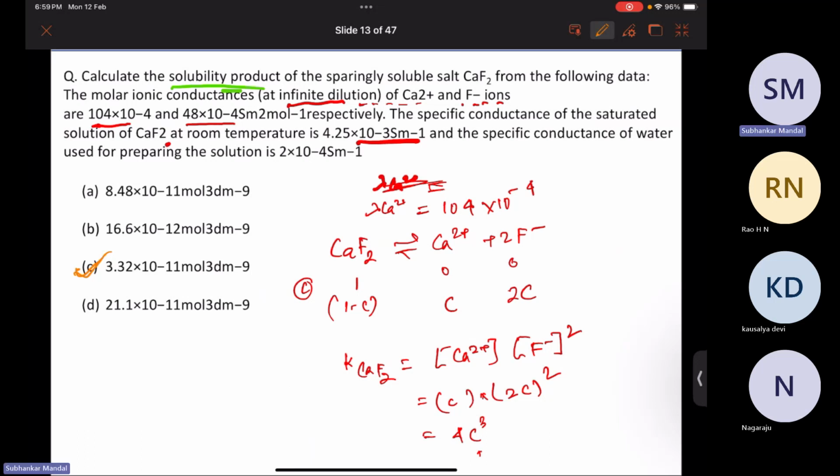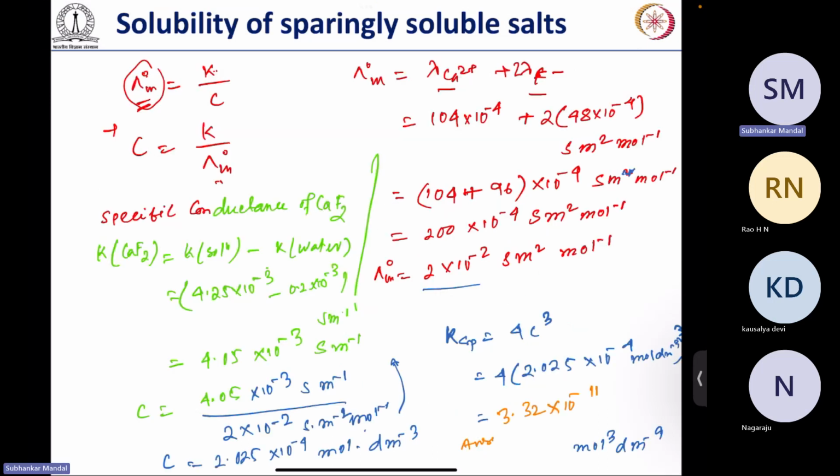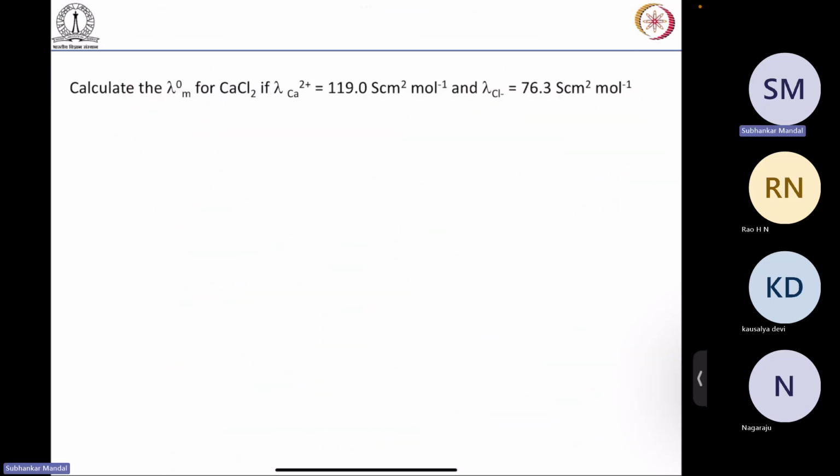Okay, so whatever information they have given, depending on that you have to calculate. First you look at that, then whatever parameter is required, that we have to calculate from the information given. Depending on that we have to apply different kinds of equations like Kohlrausch's equation or whatever they have given. Okay, so we can discuss another question.